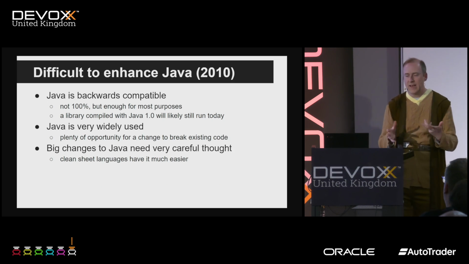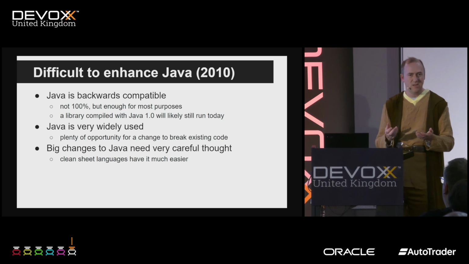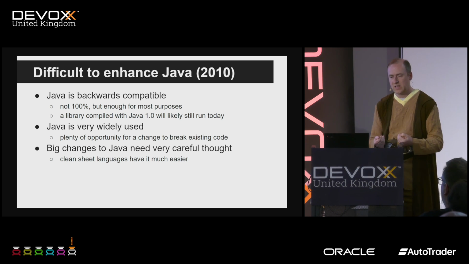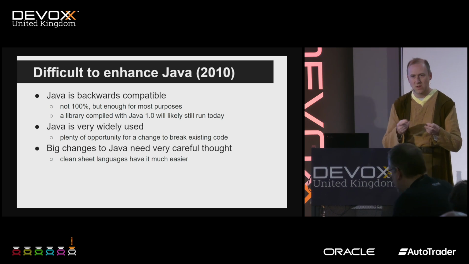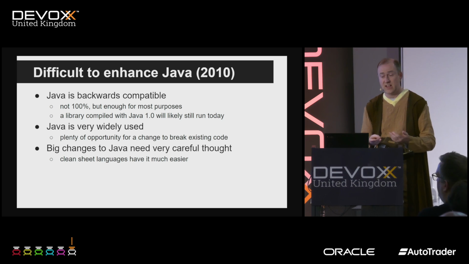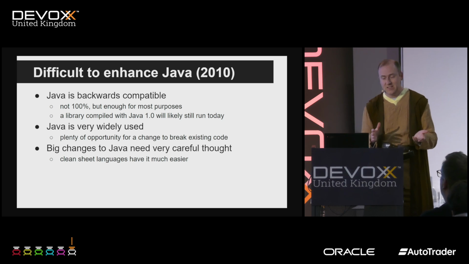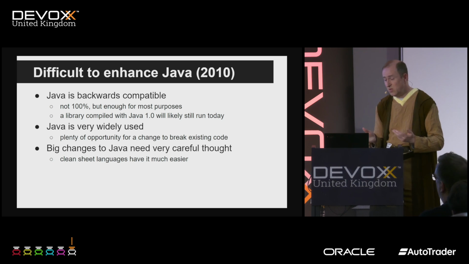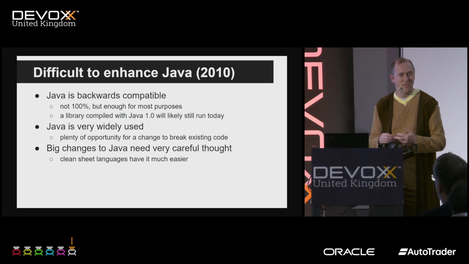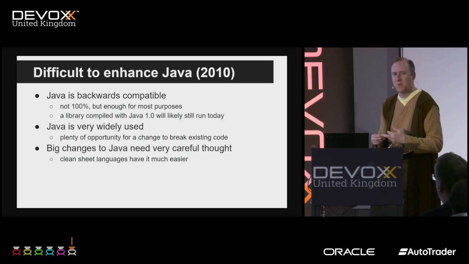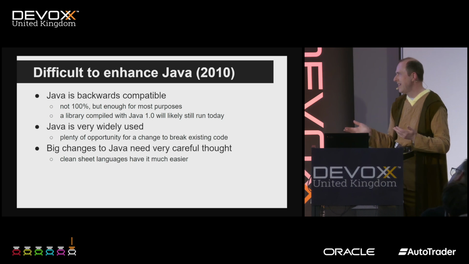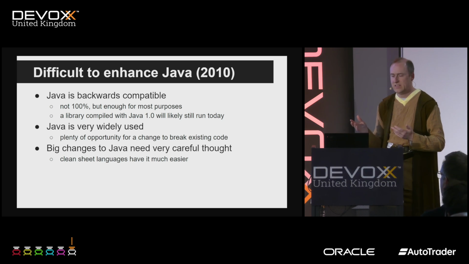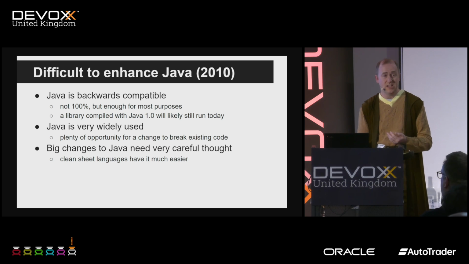And the other aspect which we had was that Java being backwards compatible, that was a key part of why it was successful, but it affects how easy it is to alter the language. So yes, it's not 100% backwards compatible, but it's pretty close. If you can find a Java library compiled with 1.0, it will probably still run on the JVM today, which is pretty impressive. But yes, it means it's very widely used. So it's really hard for a change to break existing code. And any changes need careful thought.